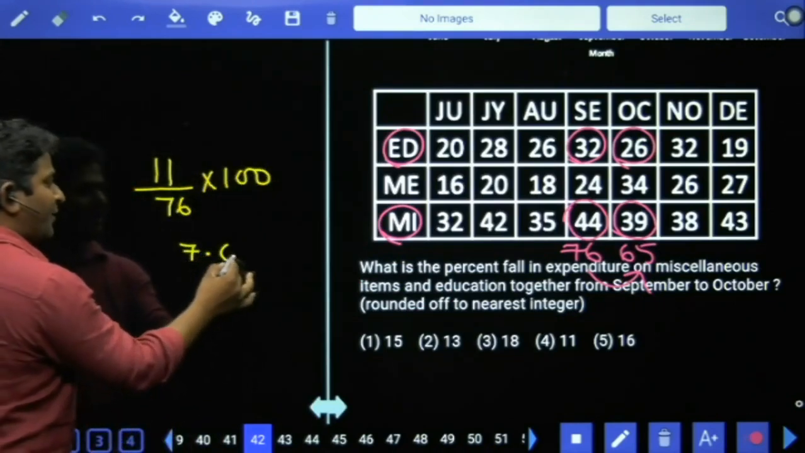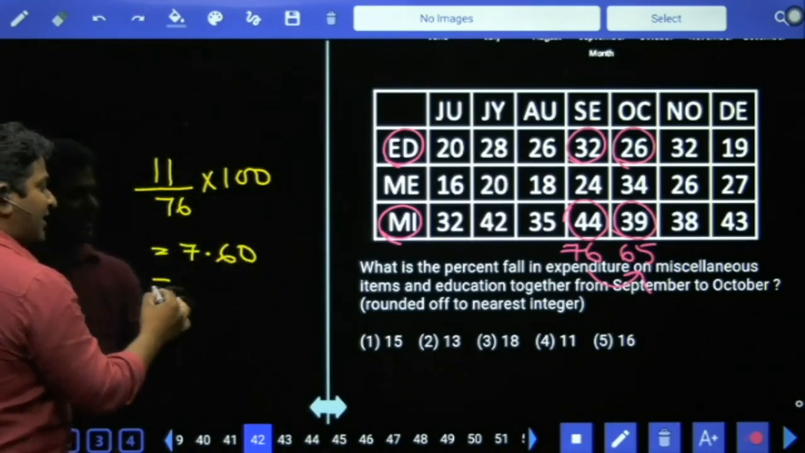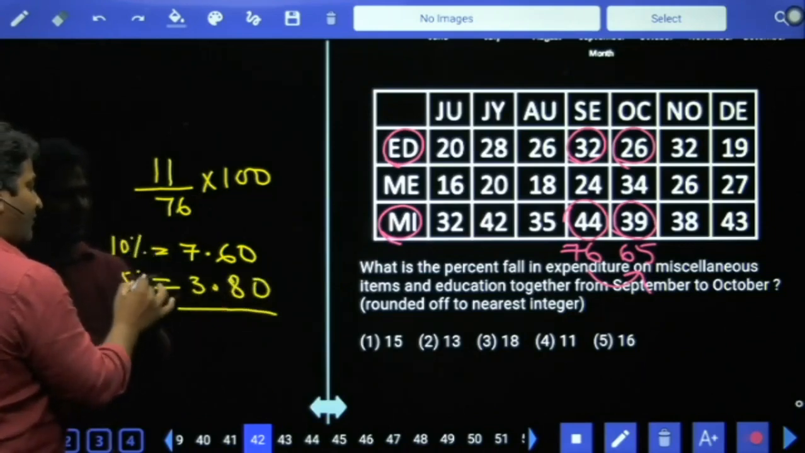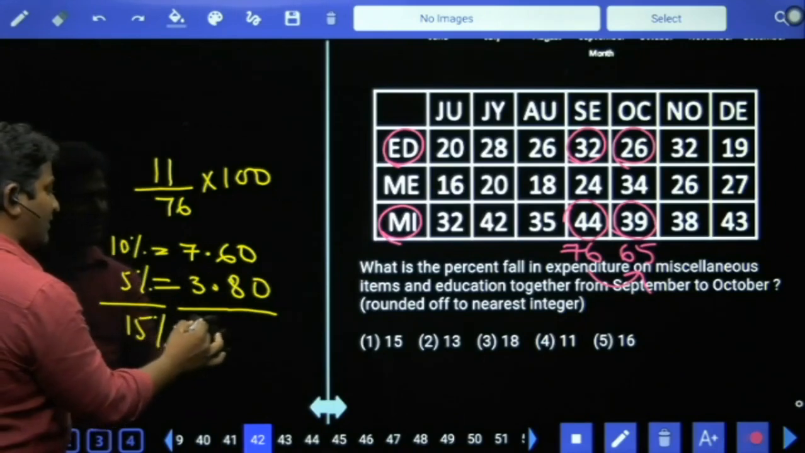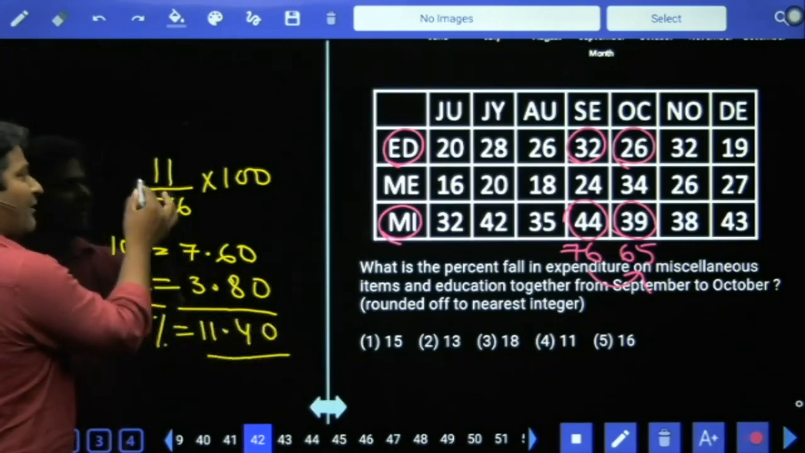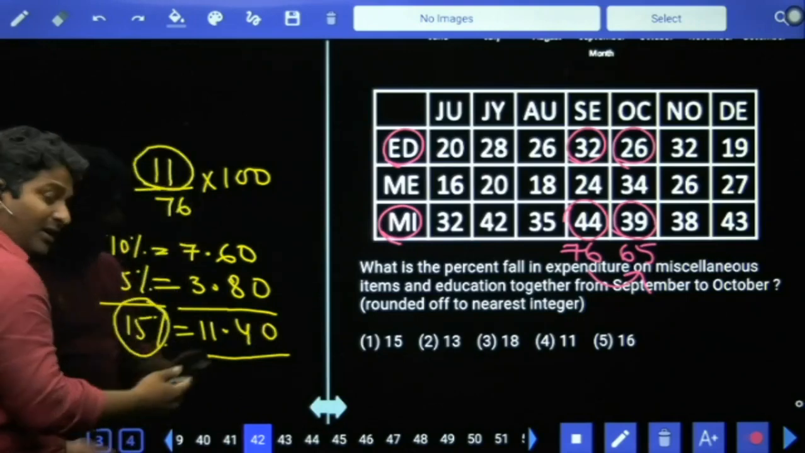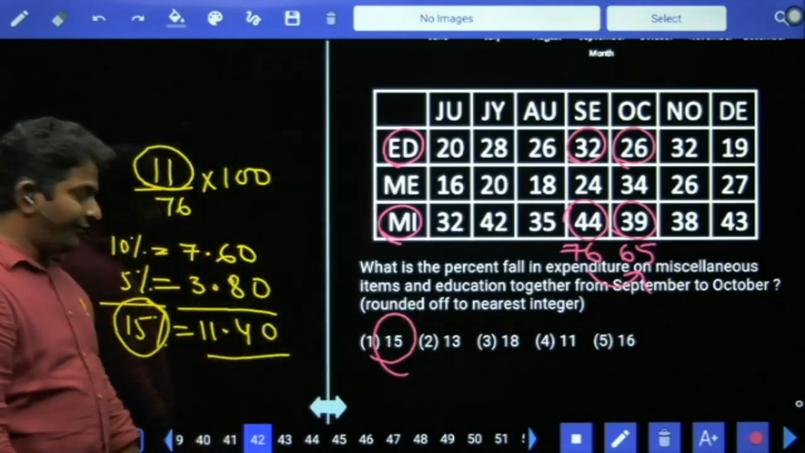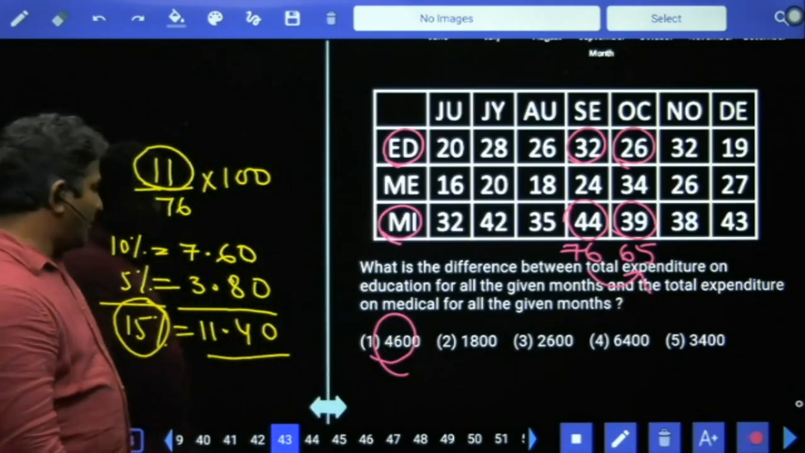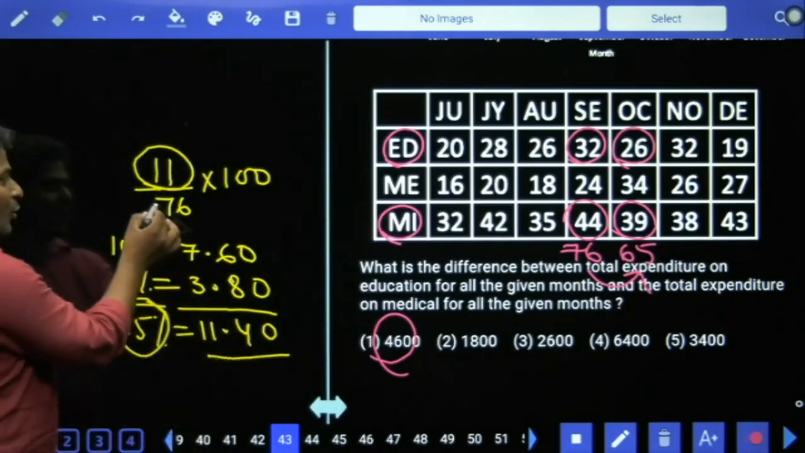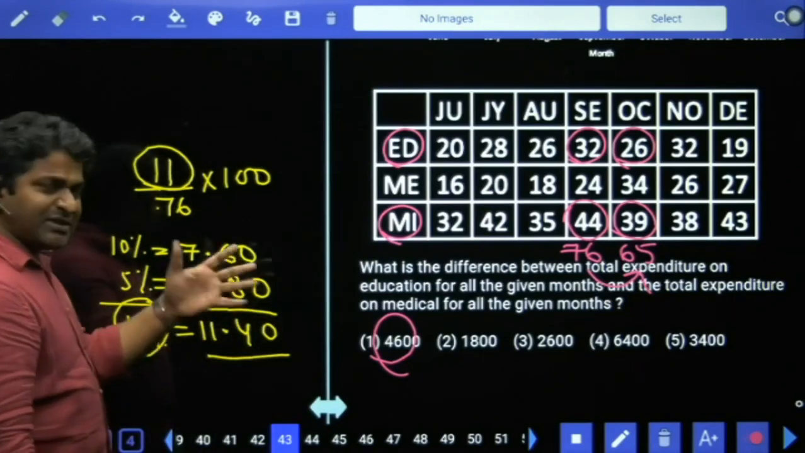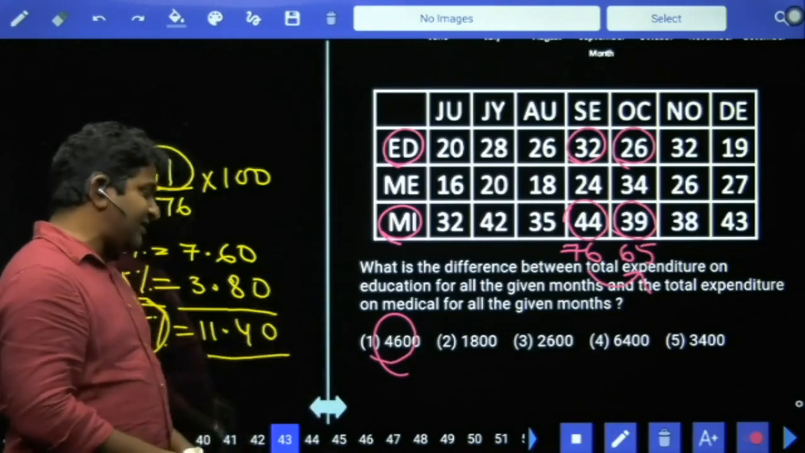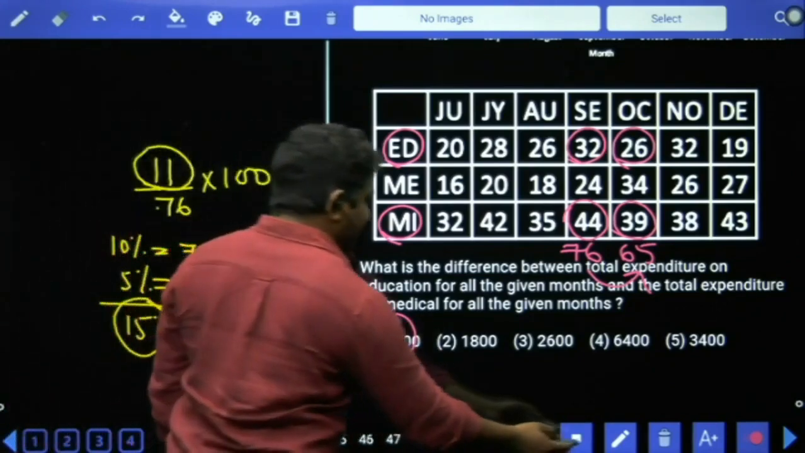10 percentage is 7.6. 5 percentage is equal to 3.80. So total 10 plus 5, 15 percentage is equal to 11.4. But we have a little bit less than that. So answer should be on the lesser side of 15. Rounded off to nearest integer, hence we can directly conclude 15 percentage is our final answer, because difference is 0.4 only. 1 percentage is 0.76, so you don't have to subtract even 1%. Answer should be more than 14, less than 16. So there is only 1 option. Hence directly we can answer it.